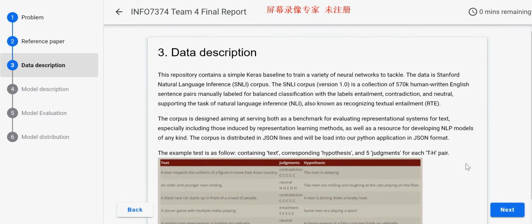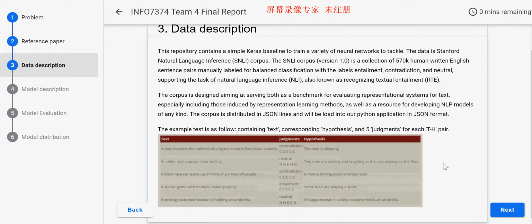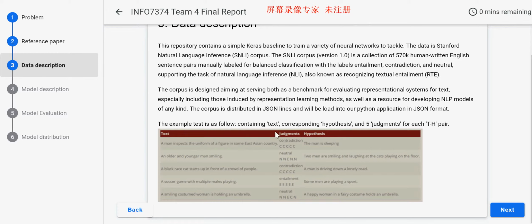Then we choose the data description. We chose the popular one from Stanford University, the SNLI, the Stanford Natural Language Inference corpus. This dataset is a collection of 570K human-written English sentence pairs, labeled for balanced classification with the labels entailment, contradiction, and neutral, supporting the task of natural language inference. This data is also known as RTE, which means recognizing textual entailment. This is the detail of the dataset.